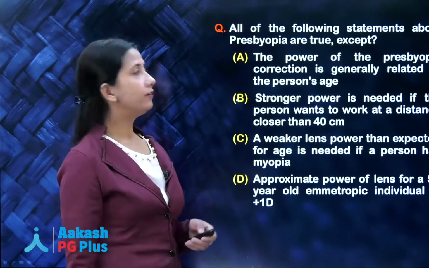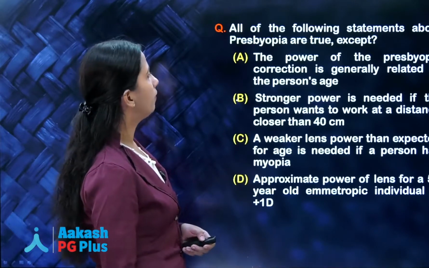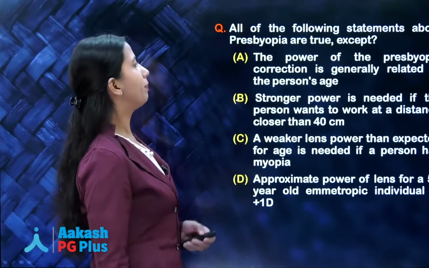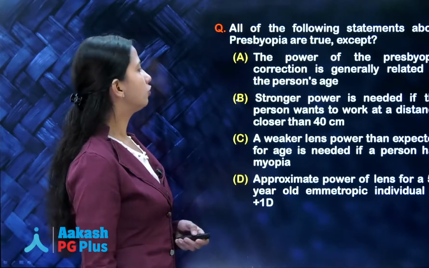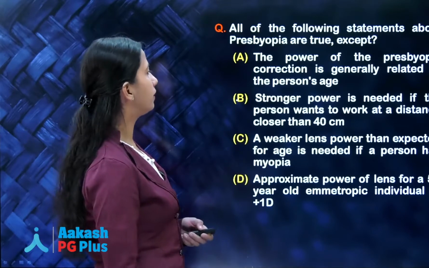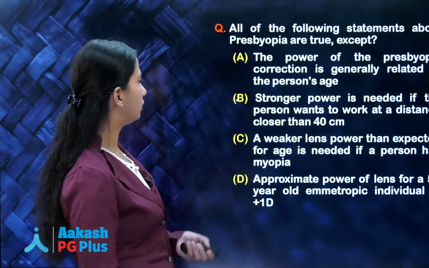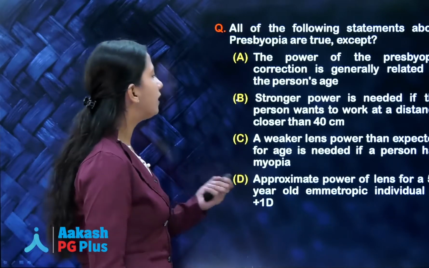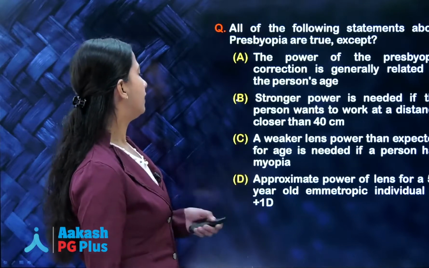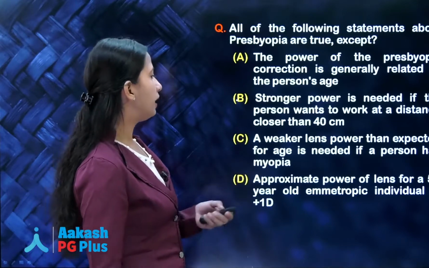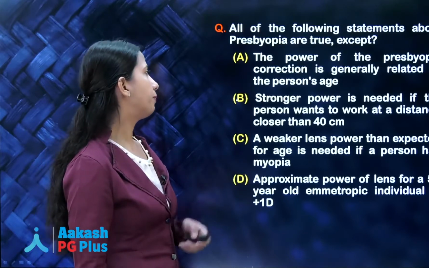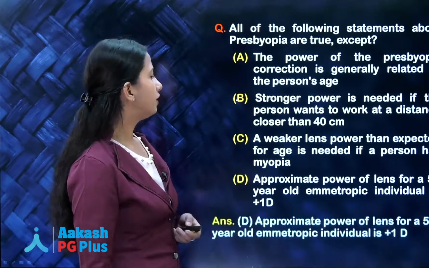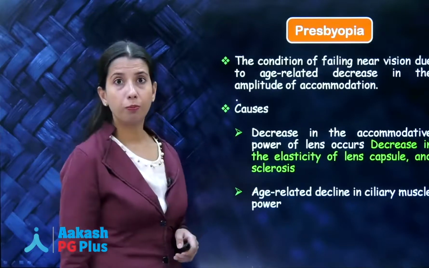All of the following statements about presbyopia are true except: the power of the presbyopic correction is related to person's age. Stronger power is needed if the person wants to work at a distance closer than 40 centimeter. A weaker lens is needed if a person has myopia. Approximate power of lens for a 55-year-old individual is +1 diopter. So let us first read what is presbyopia.